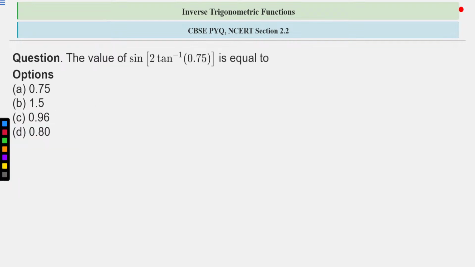The next question is, the value of sine 2 tan inverse 0.75 is equal to. You need to find the value of sine 2 tan inverse 0.75, and the options are A 0.75, B 1.5, C 0.96 and D 0.80. Clear?